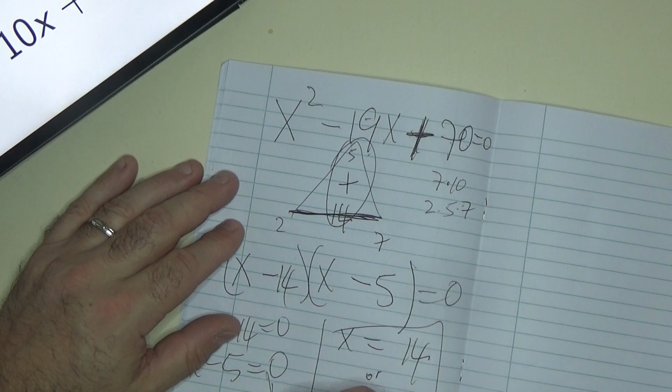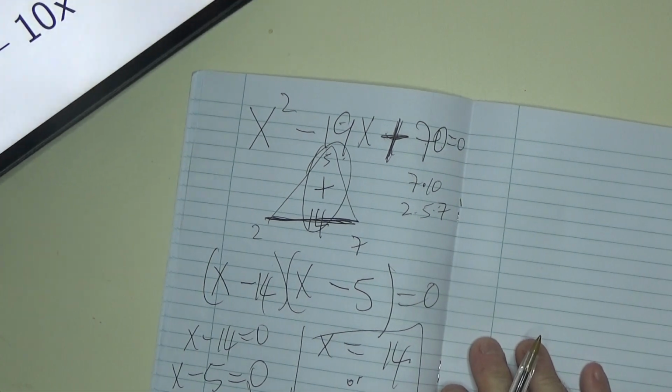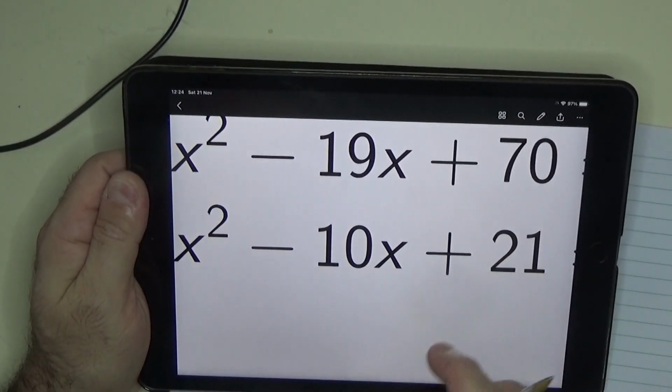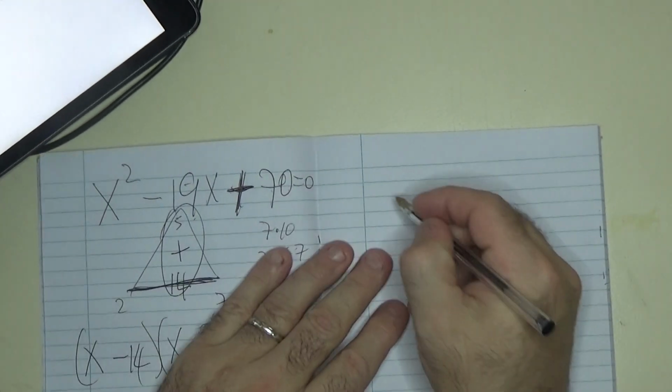Sketch there would look like this. 70 here, 5 here, 14 here. Okay, the next question is x squared minus 10x plus 21 equals 0.